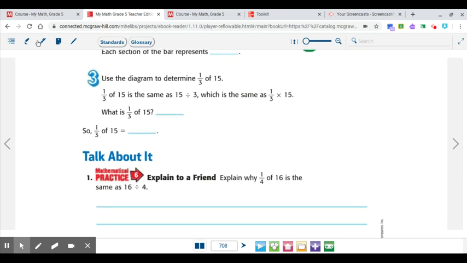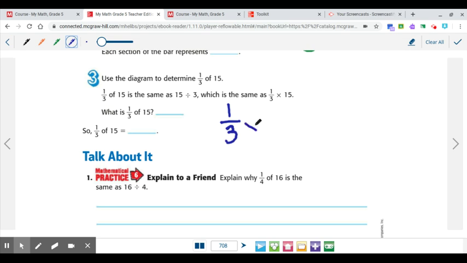So if I have, one more time, if I have 1/3 times that original 15, remember that whole number, and remember I said that that whole number gets written over a 1.